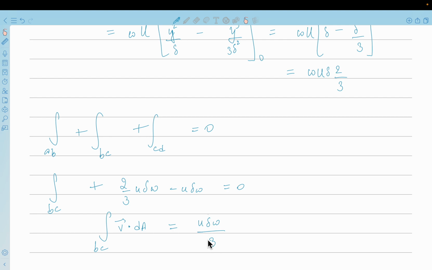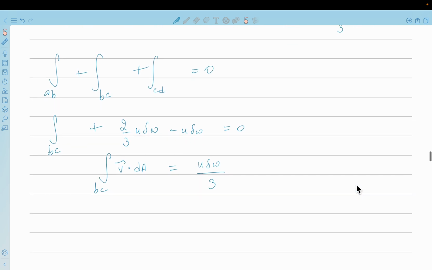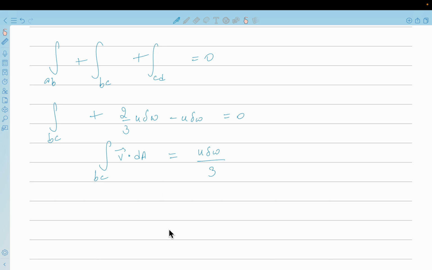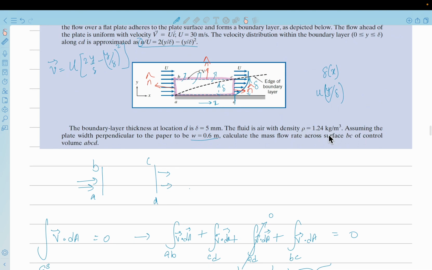Okay, and what was the question? So the question was, we need to calculate the mass flow rate across the surface BC. Now mass flow rate, this what we have found is flow rate V dot dA. Mass flow rate m dot BC is nothing but density multiplied to this, right? So rho integral BC V dot dA, which is rho u delta w by 3. So now you can plug in the values. We are dealing with, I think, water or air. Yeah, we are dealing with air where the density is given to you 1.24.